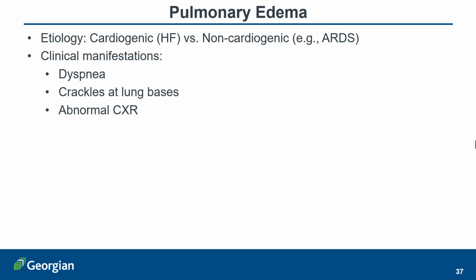There are non-cardiogenic causes of pulmonary edema, for example, in acute respiratory distress syndrome, whereby the pulmonary capillaries become a lot more permeable, and that leads to pulmonary edema. In fact, pulmonary edema is a defining feature of ARDS. What are the clinical manifestations of pulmonary edema, regardless of whether it's cardiogenic or non-cardiogenic in nature? Dyspnea, crackles, and in the chest x-ray, you can actually see the fluid buildup within the lungs.